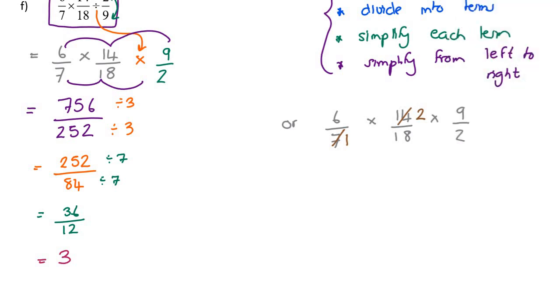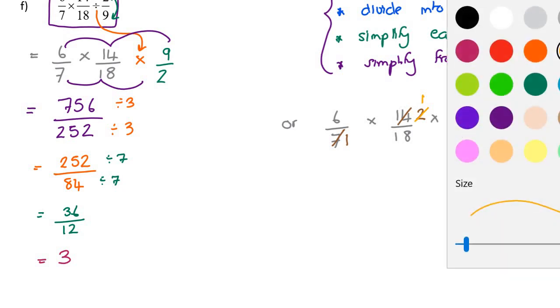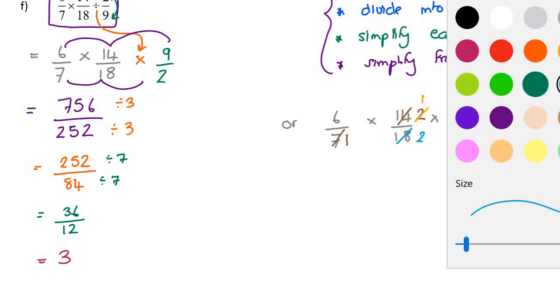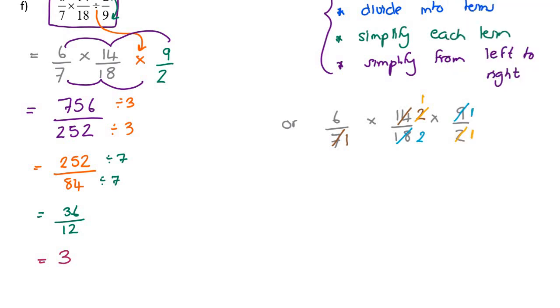This is a great example of where you can see something dividing again, if you want to. For example, I could say 2 divided by 2 is 1, and 2 divided by 2 is 1. 9 divided by 9 is 1, and 18 divided by 9 is 2. If I really want to simplify fully, I could stop now and say 6 times 1 times 1 at the top and 1 times 2 times 1 at the bottom, and then simplify again.